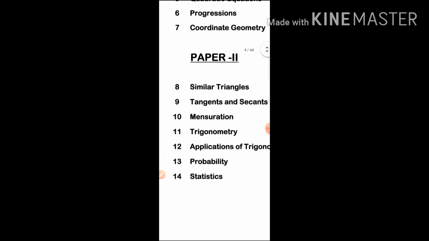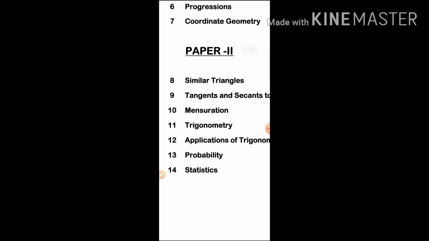Everyone, this is Venkareddy. I want to explain about 10th class mathematics paper 2 marks analysis. So here in paper 2 total 7 chapters are there. So if you learn order wise, you will get more marks.